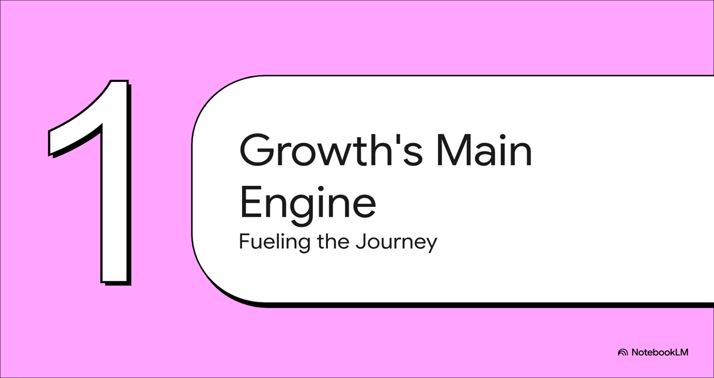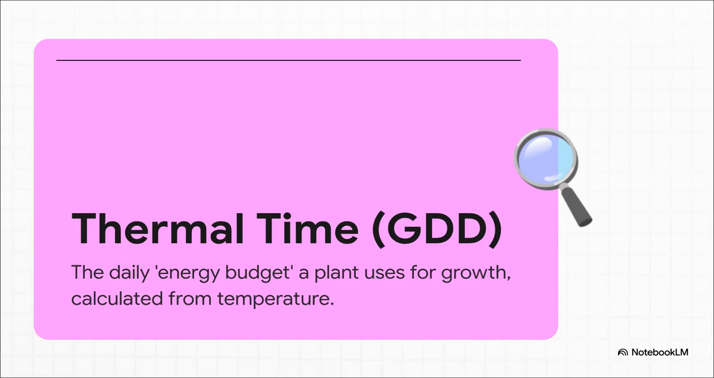All right, every story has to start somewhere. And for a plant, that story is powered by one thing above all else: energy. Specifically, the energy it gets from heat in its environment. The model has a name for this energy: thermal time, or growing degree days, GDD for short. Honestly, the best way to think about it is like a daily energy budget. Every single day, the plant collects these little heat units based on the temperature, and it saves them up to spend on growing bigger and stronger.